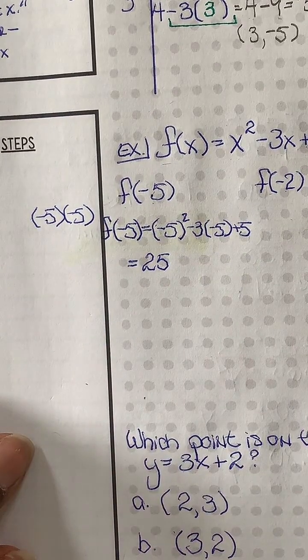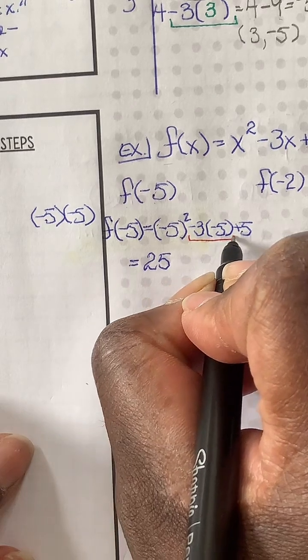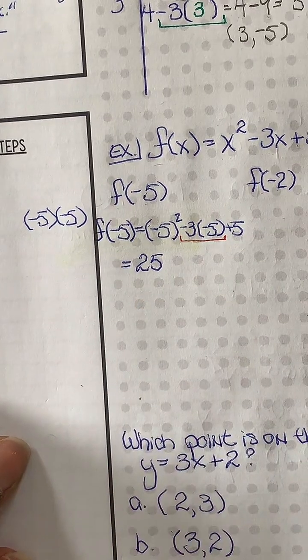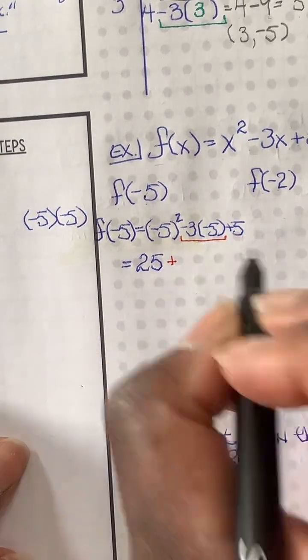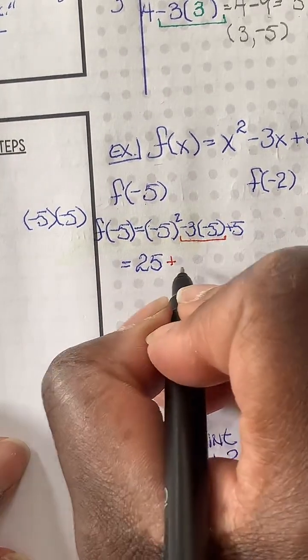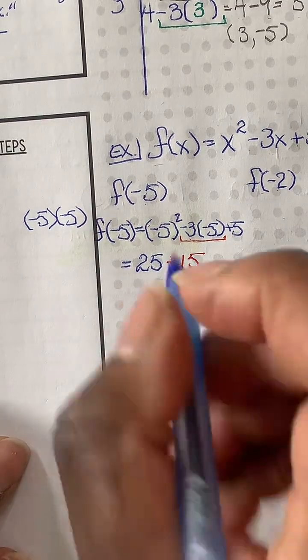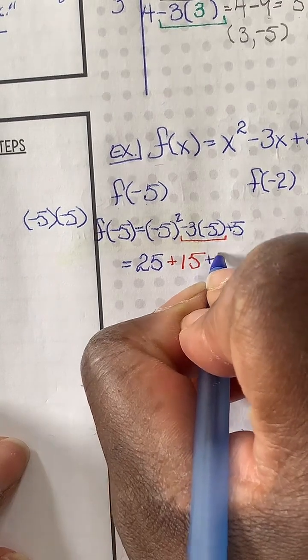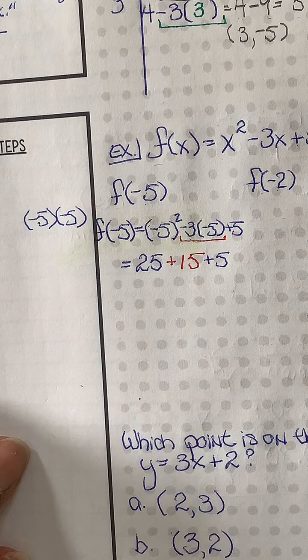Okay, so now I'm going to multiply this -3 with that -5. Negative times a negative gives me a positive. And 3 times 5, 15. Now we're just going to bring down the plus 5. That was the constant.